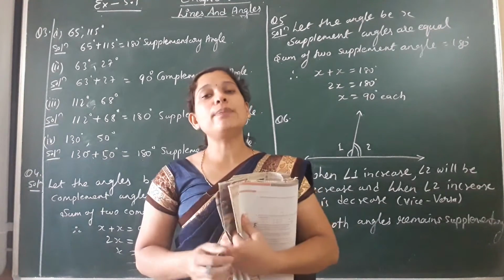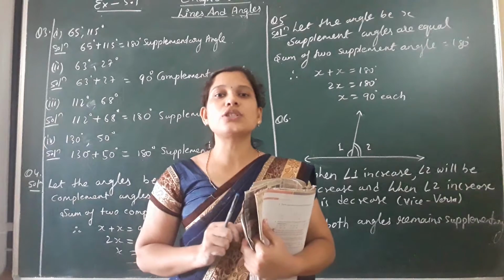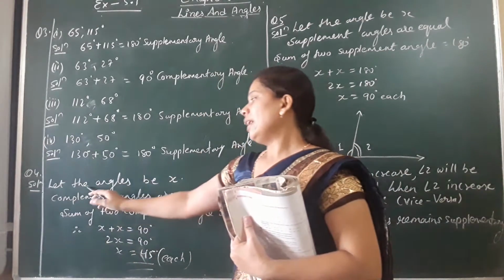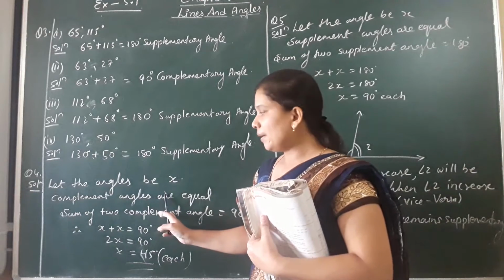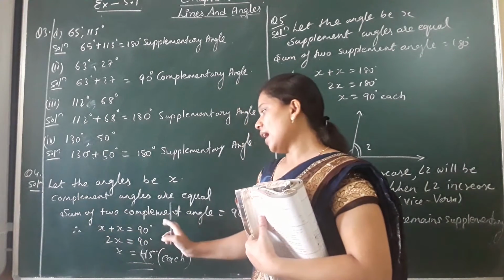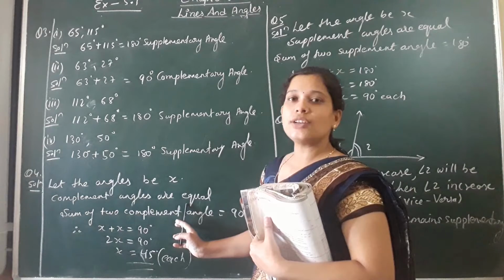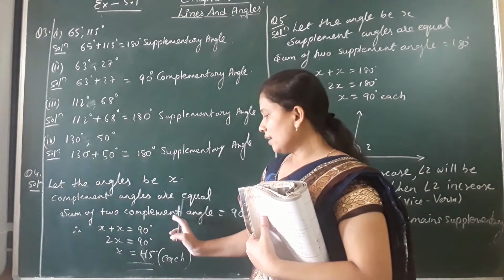Next question says: find the angle which is equal to its complement. You have to find a particular angle which is equal to its complement. Okay, so let the angle be x. What are we going to consider? Let the angle be x and the complement angles are equal. Here in the question itself it is given that the complement angles are equal.